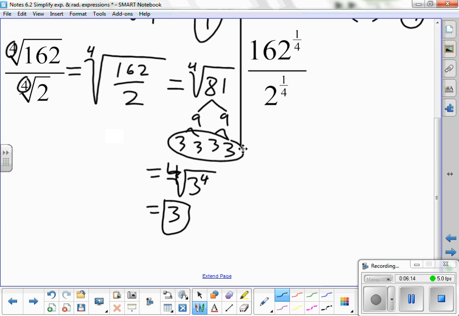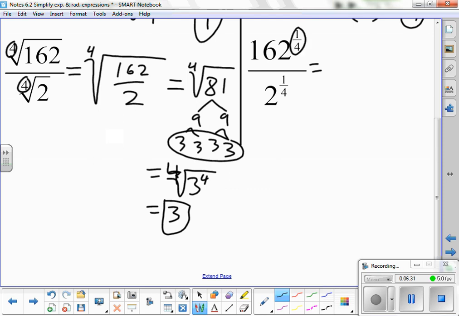Now when I'm sitting here thinking, I'm actually doing this factor tree in my head. I'm trying to figure out, okay, what times what times what times what is 81. Now, if you're not that great with it in your head, you can actually do the factor tree out. I'm not going to take off points if you do that. Okay. So let's do this one too.